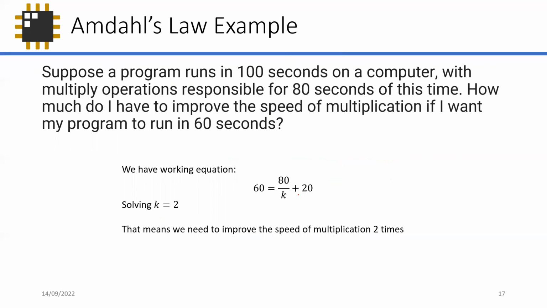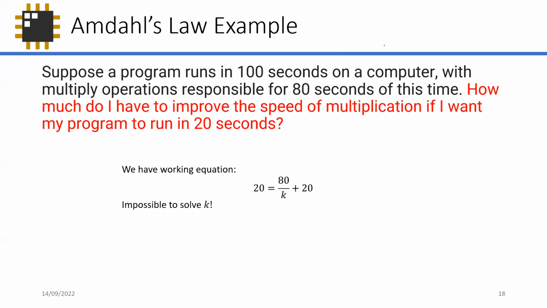Mathematically, you could write it this way. This is my target, 60 seconds. The amount of time that needs to improve is 80. The time that is untouched is 20. And then you have the k here. How much speed up should the multiplication be? Solving for k gives you 2. Right? That's simple.